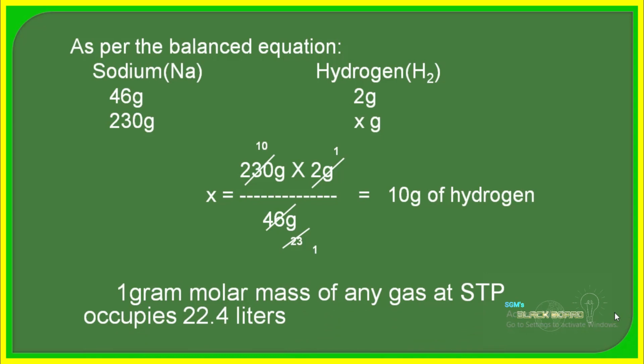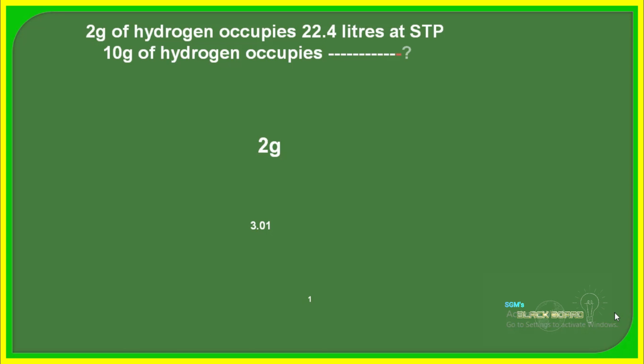Now let us calculate its volume. Here we know that 1 gram molar mass of any gas at STP occupies 22.4 liters of volume. Here 2 grams is equal to 1 mole, that means 2 grams of hydrogen occupies 22.4 liters at STP.